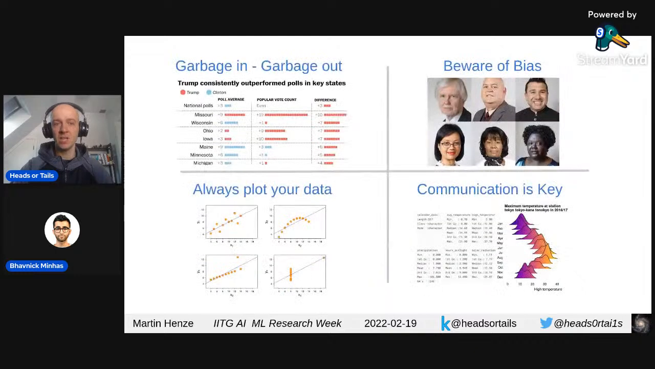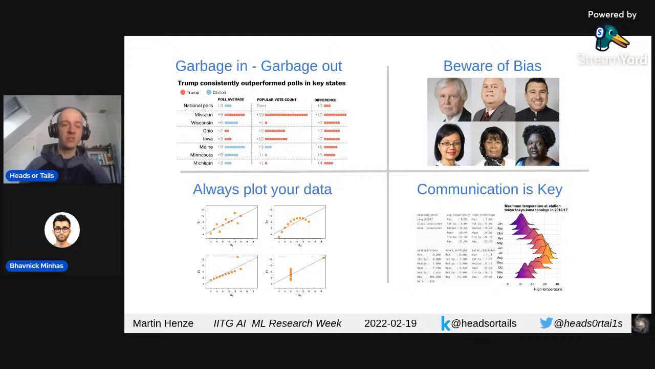So to summarize this part, the first part of the presentation, the four main aspects that I want you to keep in mind is garbage in, garbage out. If your data is bad, then your model is going to be bad. There's no way around it. And that's not just in terms of the data being bad, but the data being biased. So beware of bias. Think about sources of bias in the data extraction, in the data preparation. And bias doesn't have to be intentional. It can be unconscious, but it's just as dangerous, maybe even more.